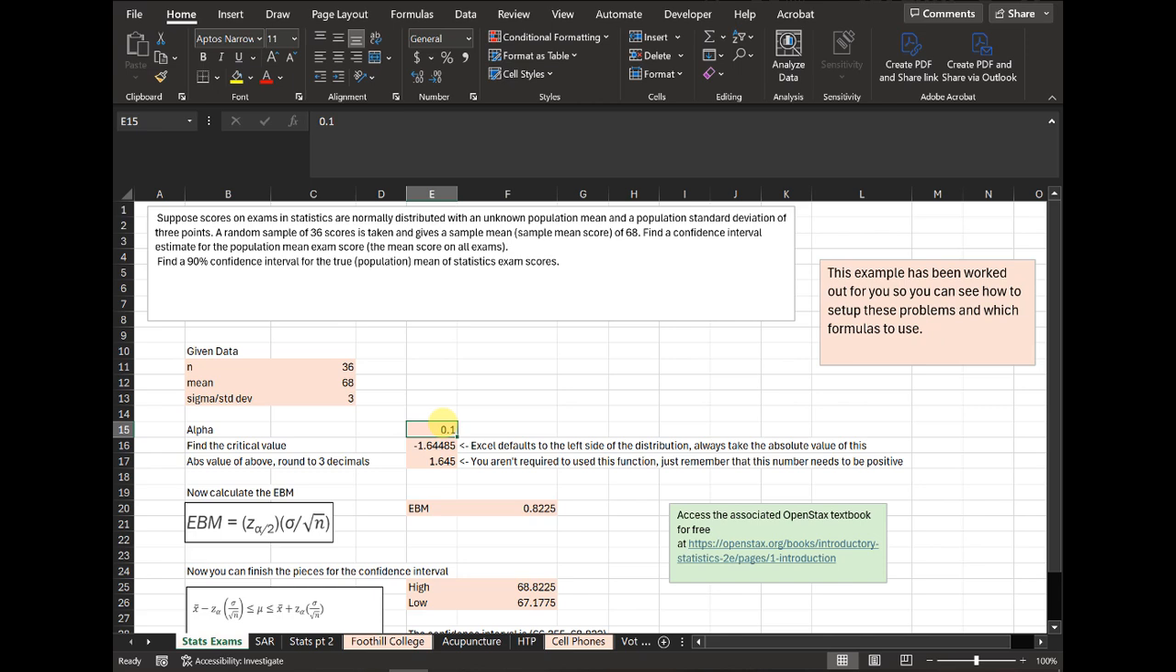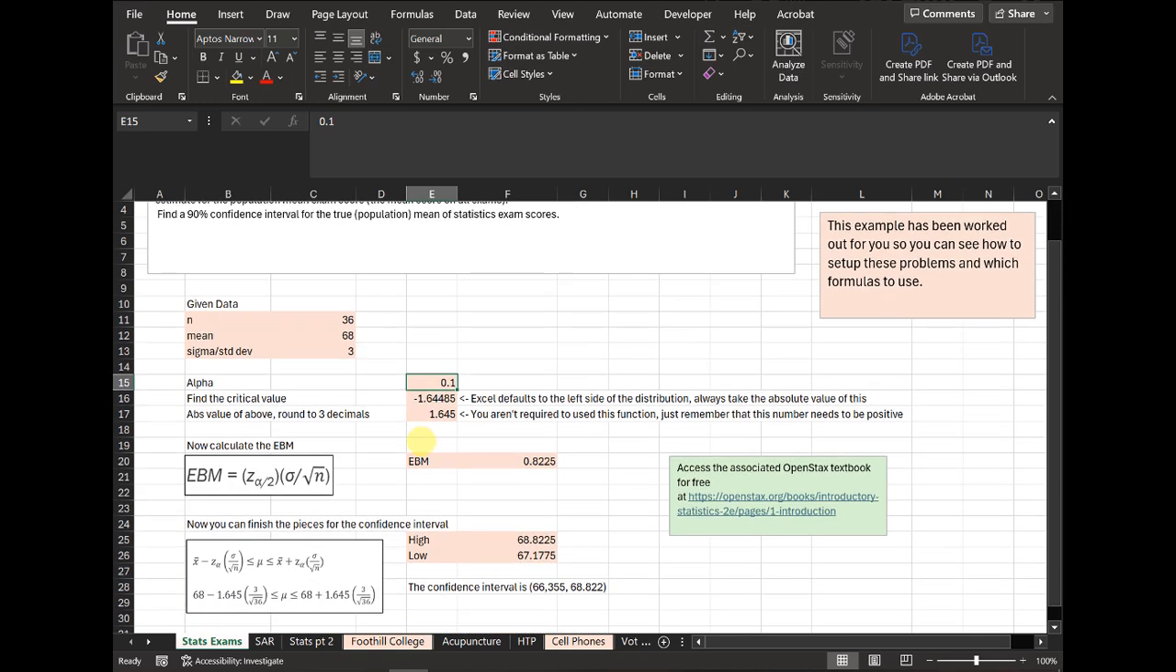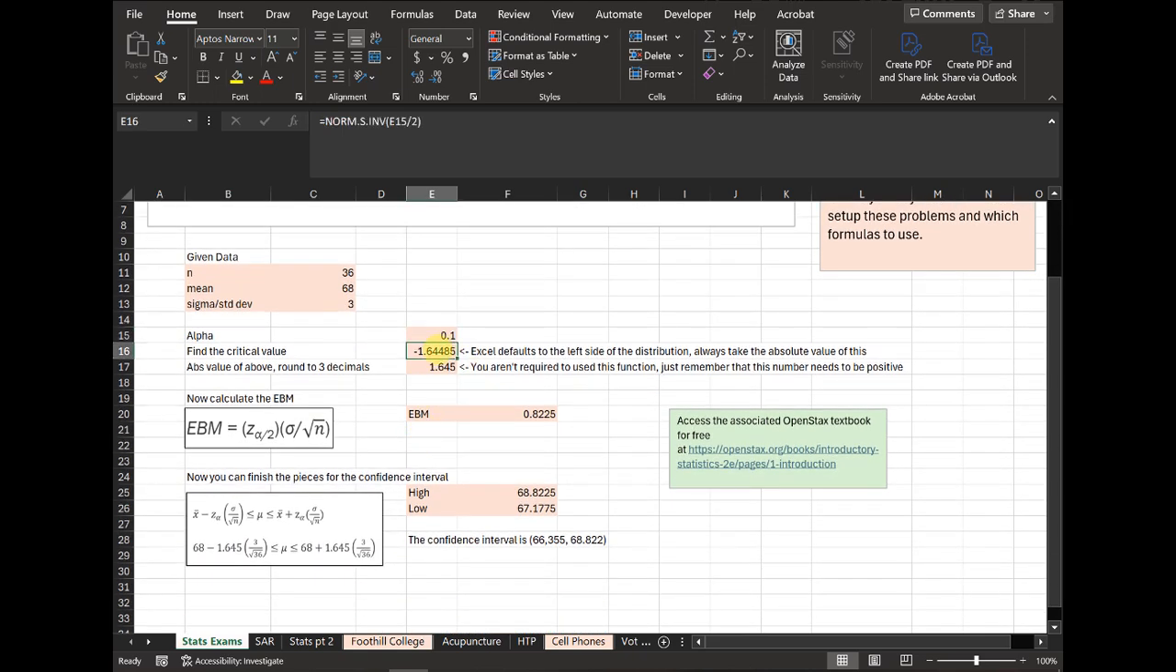Now, when we're talking about confidence intervals specifically, we always go with this procedure. What you do with your alpha will change depending on the context, but in the context of confidence intervals, we identify our alpha, and then we find the critical value associated with half of this. For the critical value, I have the formula in here for you to reference.